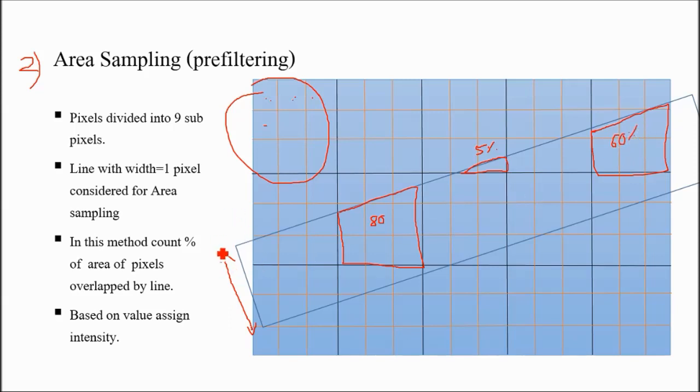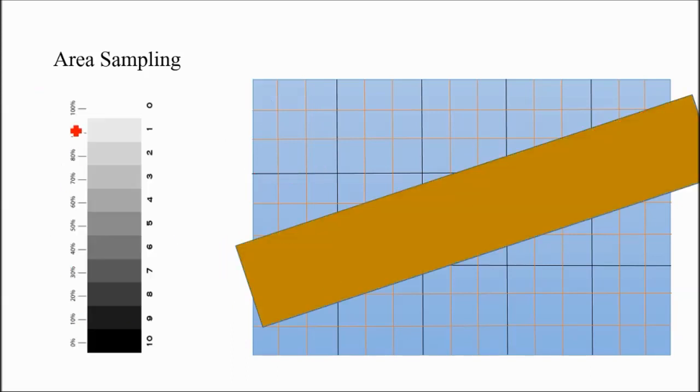Based on the percentage area covered of the pixel, you have to assign the intensity. Here, suppose 100% means the brightest point and 0% means dark. Based on that you assign the intensity. If it is 10% covered, you assign this intensity. If it is 60%, you assign this intensity. If 100%, you assign this white intensity. That is the technique called area sampling.